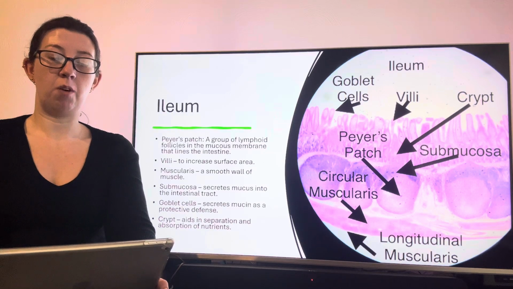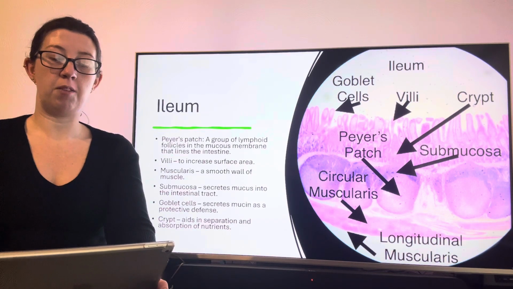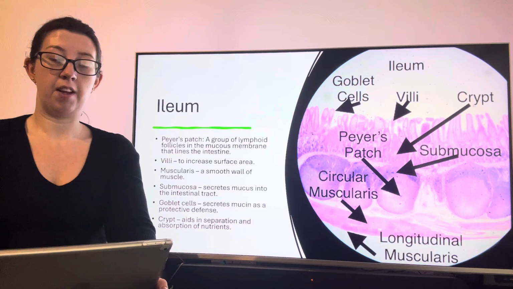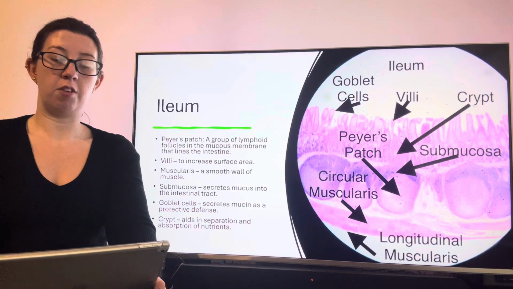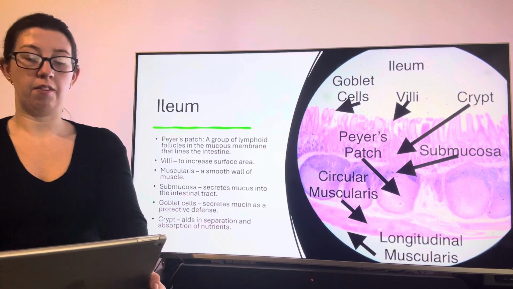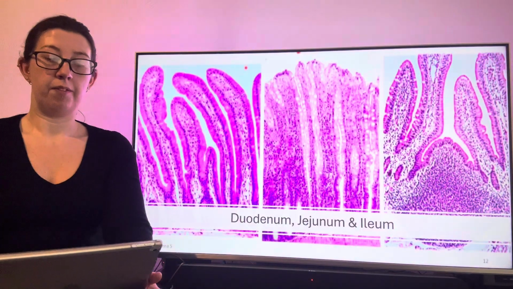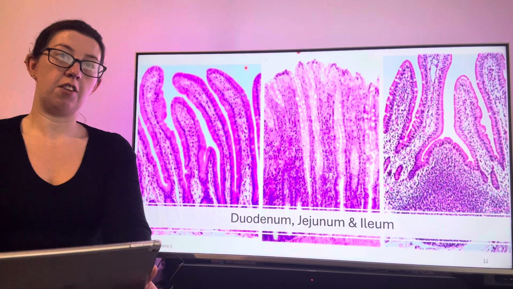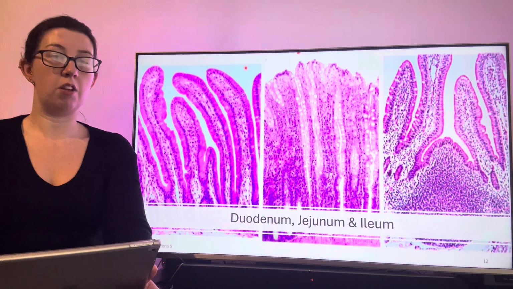Muscularis, a smooth wall of muscle that helps contract the intestine to move chyme along. Submucosa contains nerve endings and secretes mucus throughout the intestines. The goblet cells produce mucin in an immune response to bacteria and pathogens inside the intestines. And the crypts aid in absorption of nutrients, helping to separate the cells. These are the 3 histologies of the duodenum, jejunum, and ileum.